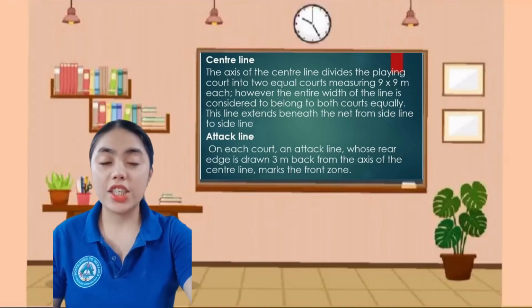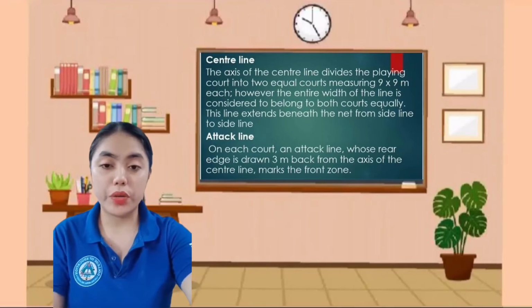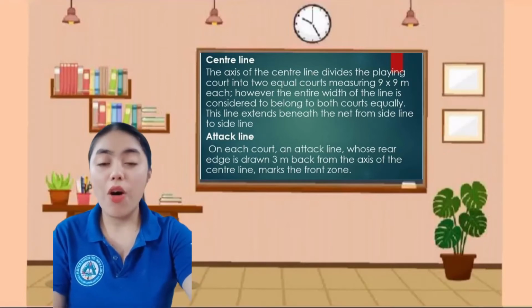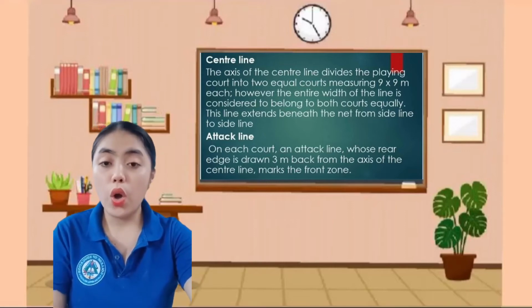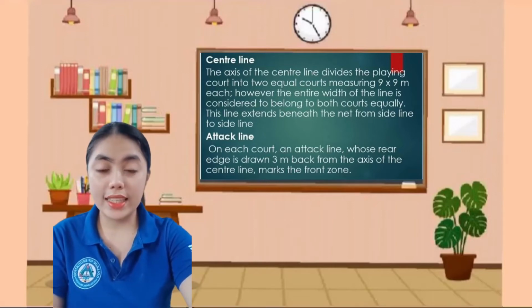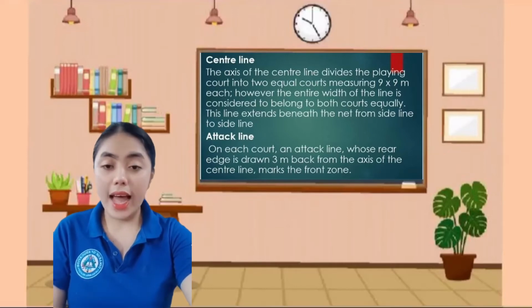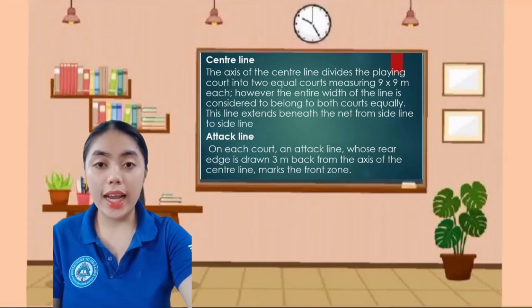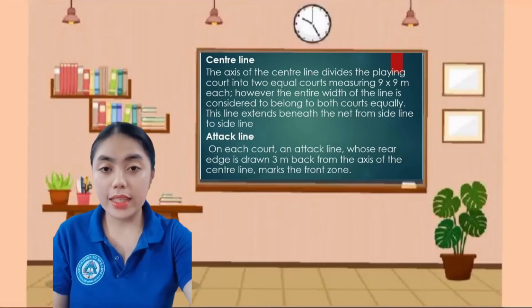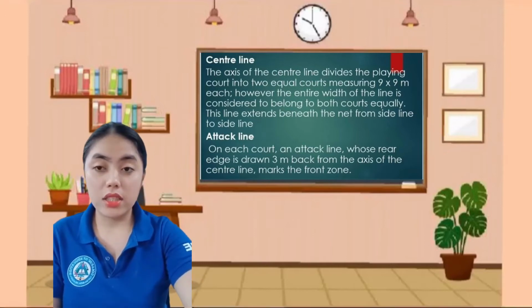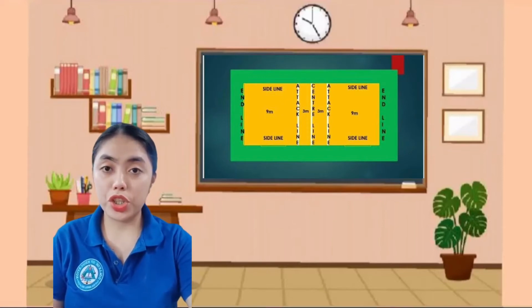Center line. The axis of the center line divides the playing court into 2 equal courts measuring 9 by 9 meters each. However, the entire width of the line is considered to belong to both courts equally. This line extends beneath the net from sideline to sideline. Attack line. On each court, an attack line whose rear edge is drawn 3 meters back from the axis of the center line marks the front zone. Take a look at the picture and you can take a picture of it if you want.